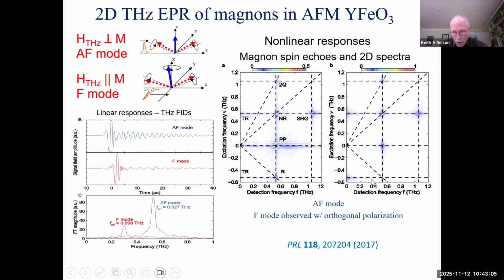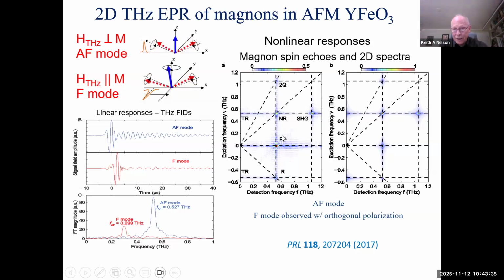This is a two-dimensional spectrum. This is a simulation of the anti-ferromagnetic mode, that is this amplitude mode, because it was taken with the terahertz polarization aligned with the magnetization axis. But the important point is that you see rephasing or spin echo, non-rephasing, and two quantum peaks, right? That is, you see all the expected third order nonlinear signals that should show up in a two-dimensional spectrum.